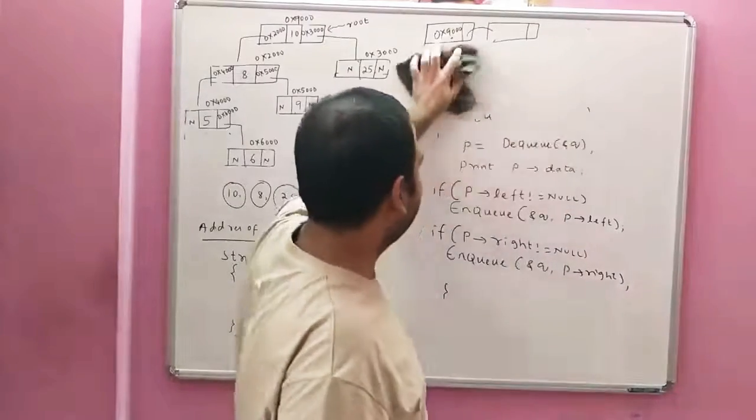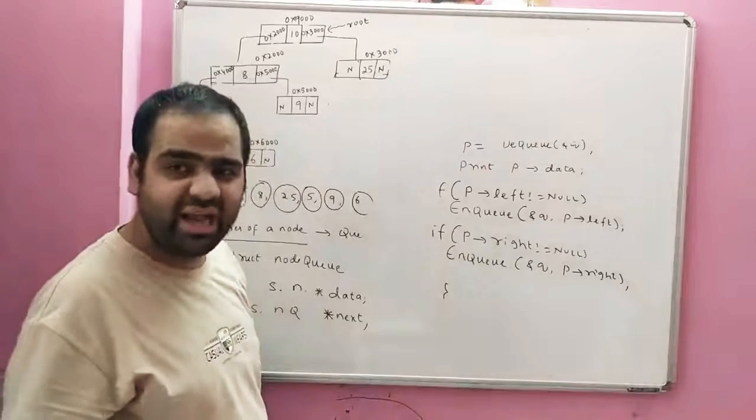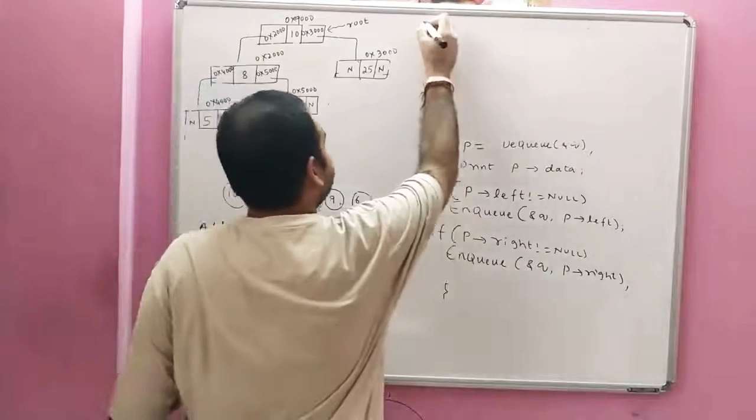Now, after we see the structure definition of the node queue, let us see how we define the queue over there. How do we define it?